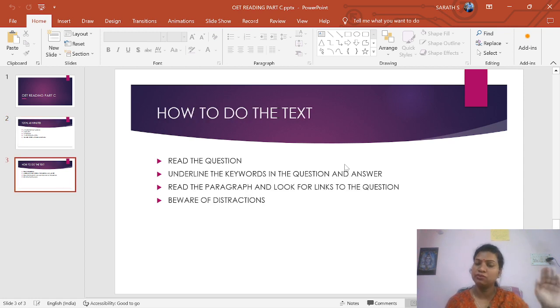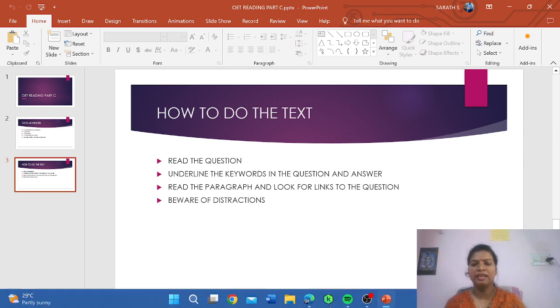Underline the keywords. First, you have to read the question very carefully and understand what the question is asking. Then you have to underline the keywords in both the question and the options. Then come to the paragraph. Mostly the answer to the first question will be in the first paragraph. Look for any links or connections to the question and options. There are so many distractions, so be careful about the distractions.